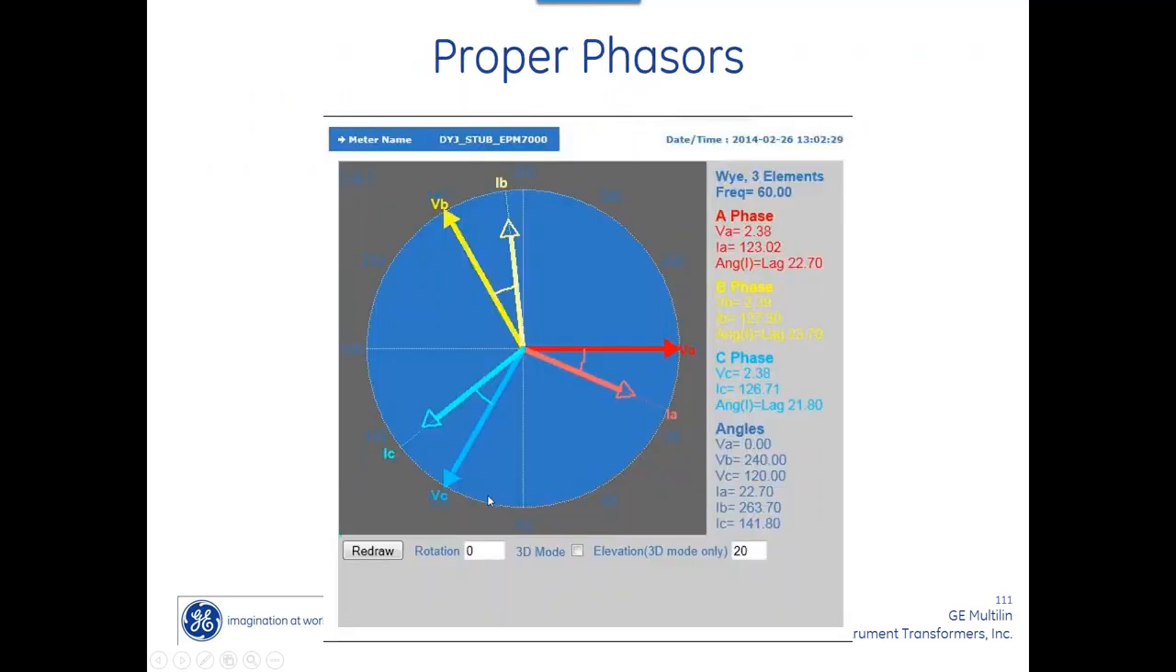Okay, now the fun part. All right, so here's an example. What I've got here, the longer line is VA, here's VC, here's VB. For 20 points, who can tell me, is this ABC rotation or ACB rotation?